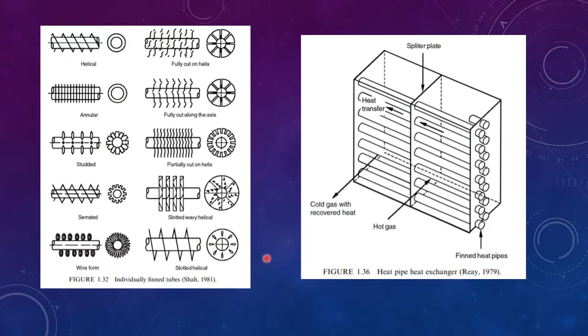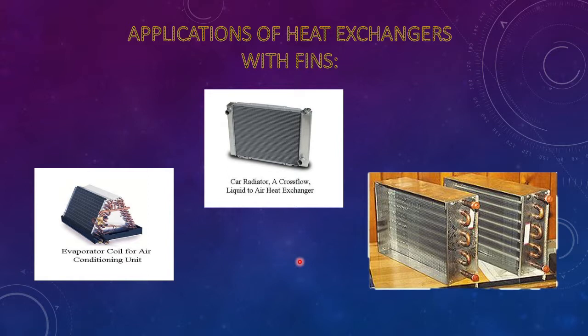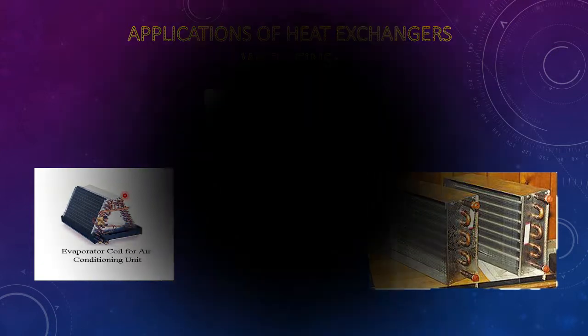Okay, next, this is an example of the fin tube. Over here, this is one of the applications in heat exchangers. Okay, next, the application of heat exchangers with fins. It is variously used in car radiators to increase the heat transfer rate between the car radiators and the air outside. Then this is the evaporating coil for an air conditioning unit. This is variously used in air conditioners.